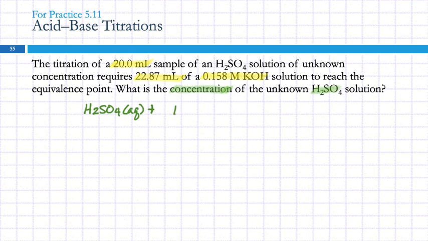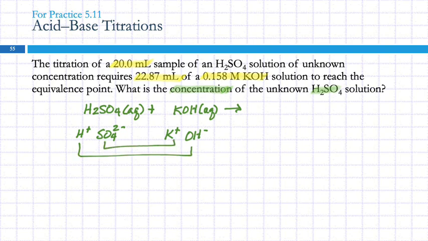And we have KOH. How do we predict the products? We swap ions. So H2SO4 is going to have hydrogen ions and sulfate ions. KOH is going to be K plus and OH minus. And then we're going to swap partners. We'll get H plus with OH minus. And we'll get, no, it's not Na, it's K. K plus with SO4 2 minus.